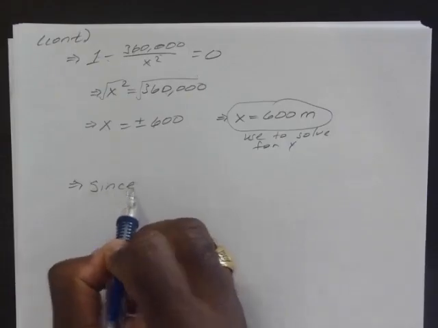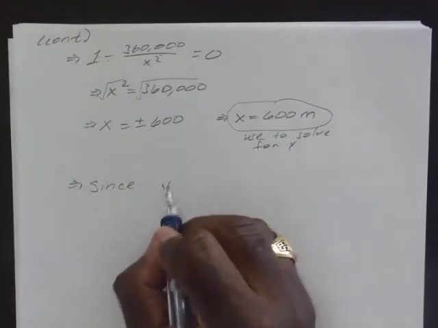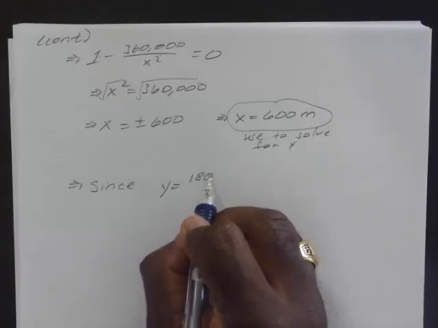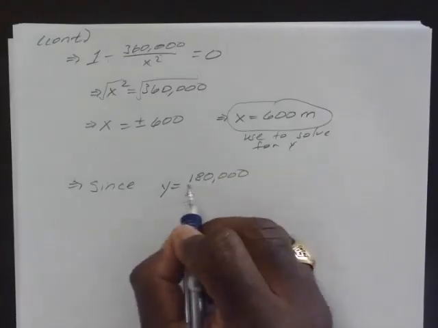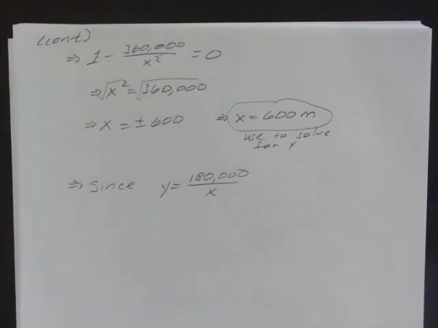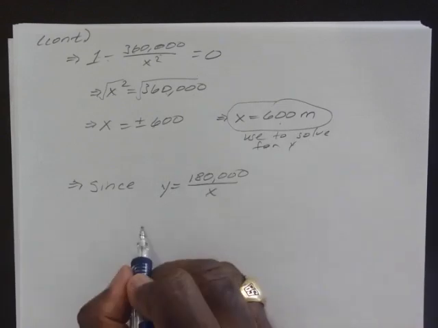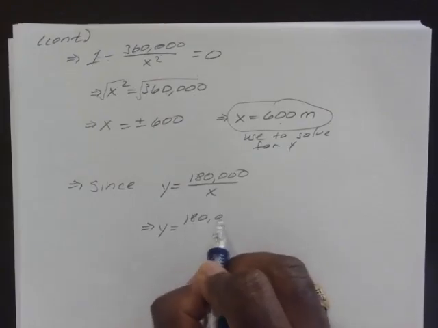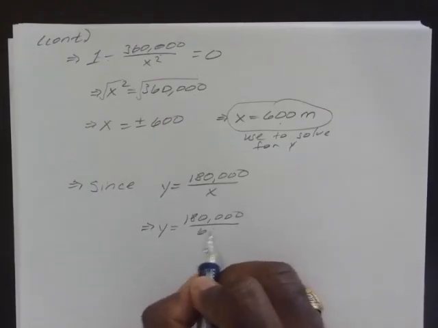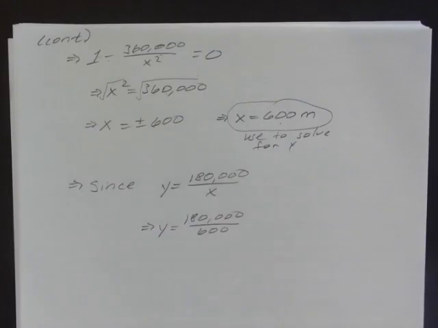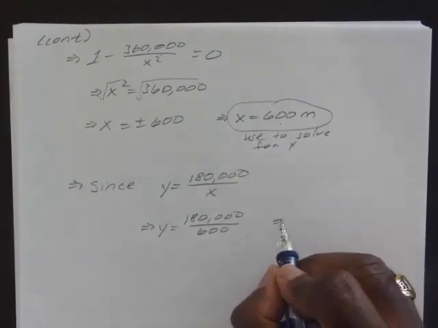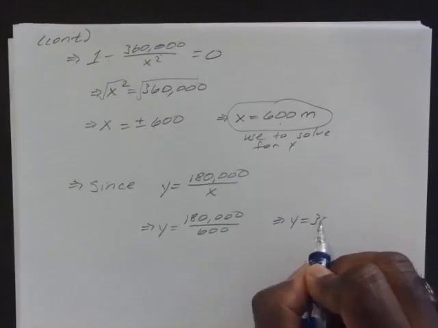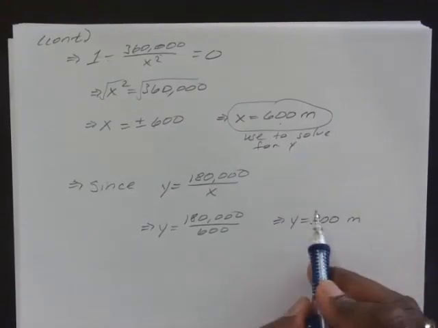Okay, so since we know that from our secondary equation, y is equal to 180,000 divided by x, and since x is 600, that means y is equal to 180,000 divided by 600, which means that y is equal to 300 meters.